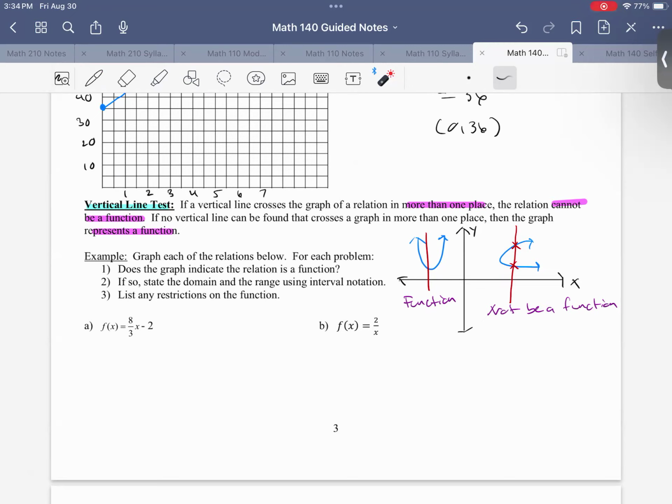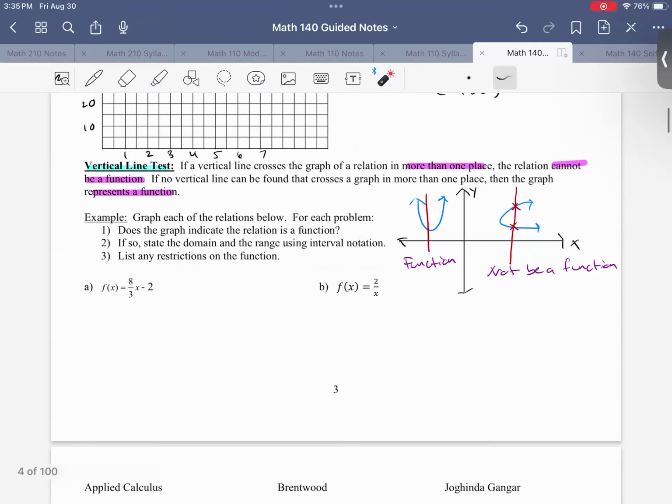Here's an example. We want to graph each function. We want to indicate whether it is a function, meaning does it pass the vertical line test. We want to state the domain and range using interval notation, which we touched on in the last video. And list any restrictions, meaning is there anything we can't do? Is there anything wrong with this?